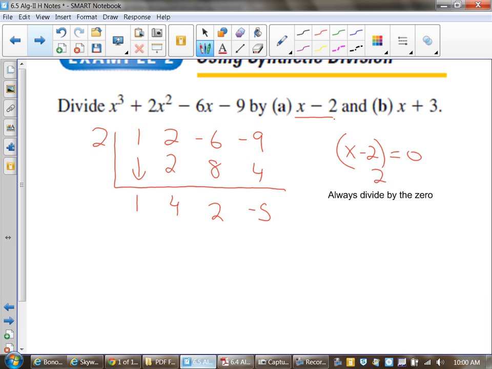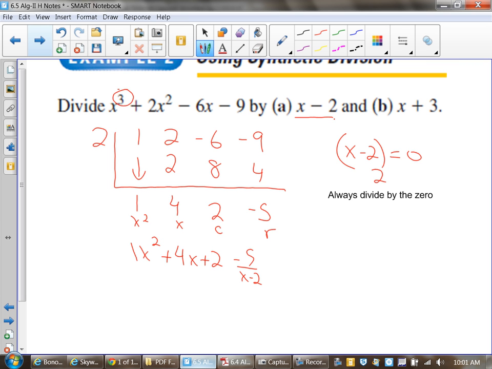Whenever you are dividing synthetically, your result will always be 1 degree less than what you started with. I started with a 3rd degree term. That means this is now x squared, this is the x, and this is my constant. What is the negative 5 then? Your remainder. So when I divide this synthetically, my answer would be 1x squared plus 4x plus 2 minus 5 over x minus 2.